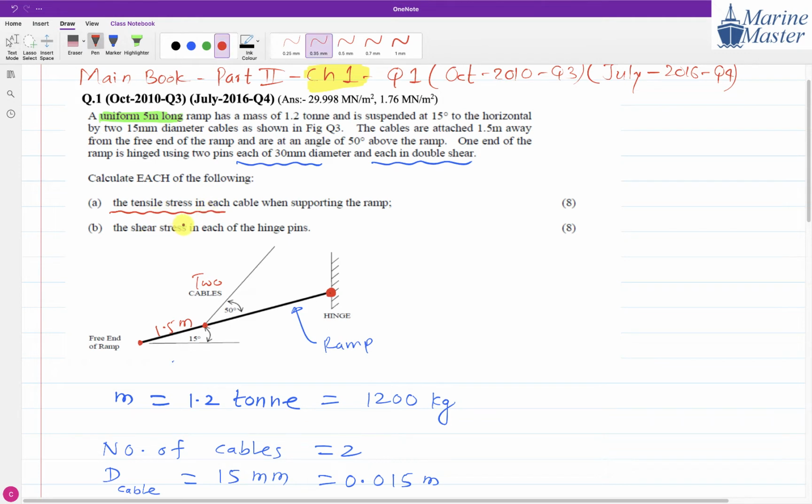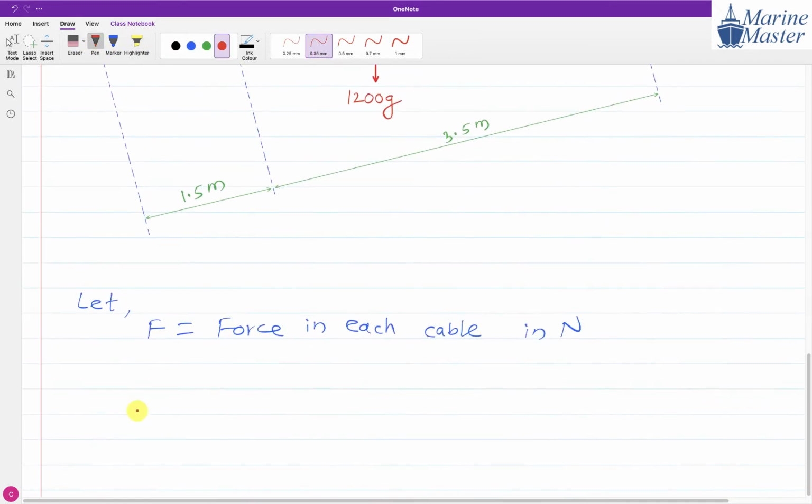Tensile stress in each cable. What is our target in part A? We have to find out the tensile stress in each cable. How to get a tensile stress? For that purpose, just have a look here. In part A, we have to find out stress. We will see this in simple stresses and strain, and in the upcoming discussion we will see tensile stress in a more detailed way. So the stress in each cable we have to find out.